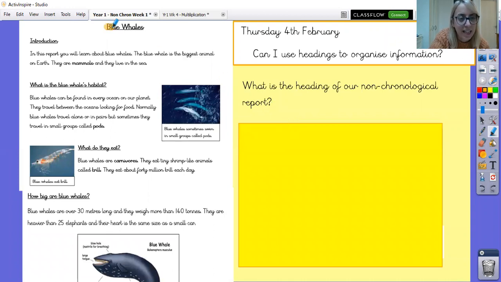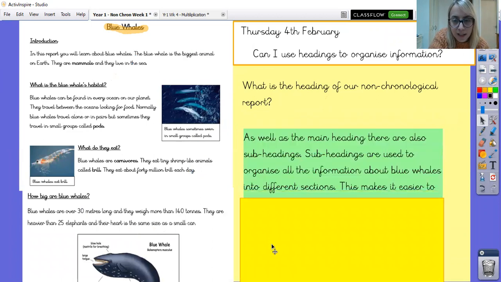That's right, Year Ones. It is Blue Whales. That is the heading, the title of our non-fiction writing. It tells us that all of the information on this page is about blue whales. But as well as headings, we have something else, don't we, Year Ones? We have some smaller headings. What do we call those?